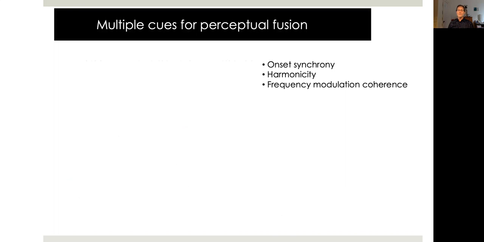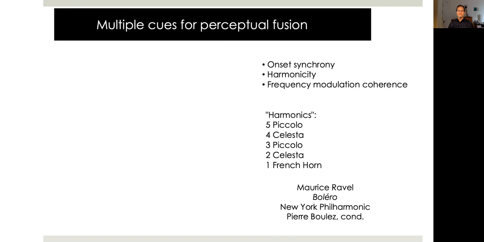The primary cues for perceptual fusion of sounds from different sources are onset synchrony, harmonicity, and coherence in frequency modulation. How do composers and performers use these cues, either knowingly or intuitively, in the creation and production of music? Let's take the classic example of Bolero by Ravel. These properties can be gleaned from the score and thus from a symbolic representation, although they still depend on timing, tuning, and instrumental balance in performance.